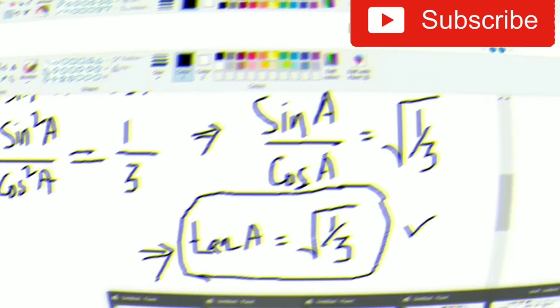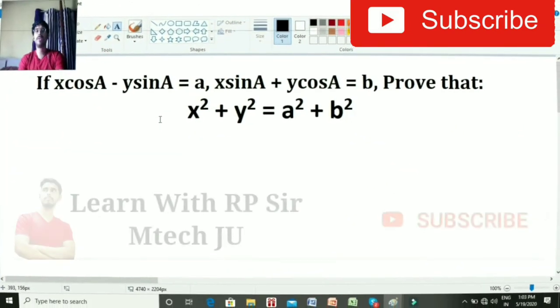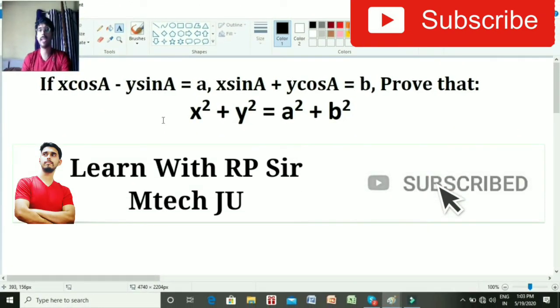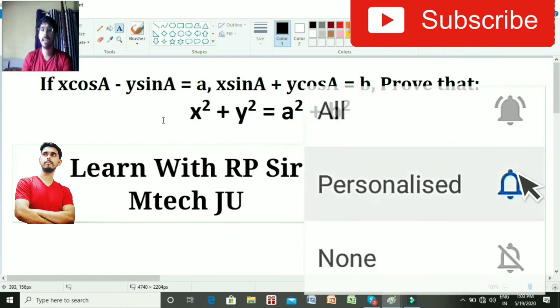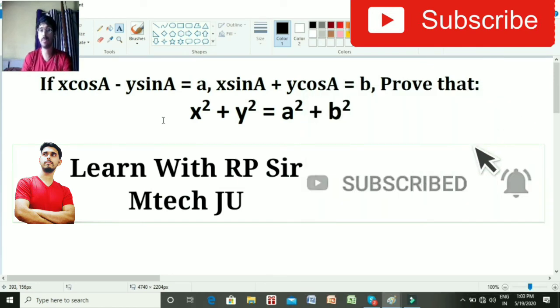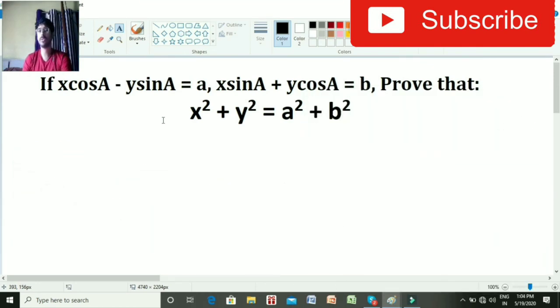Let us quickly go on to the last question. So we have, if x cos A minus y sin A is A, and x sin A plus y cos A is B, we need to prove x square plus y square equals to A square plus B square. Now we will continue the same way we have done so many questions till now. So x cos A minus y sin A equals A.